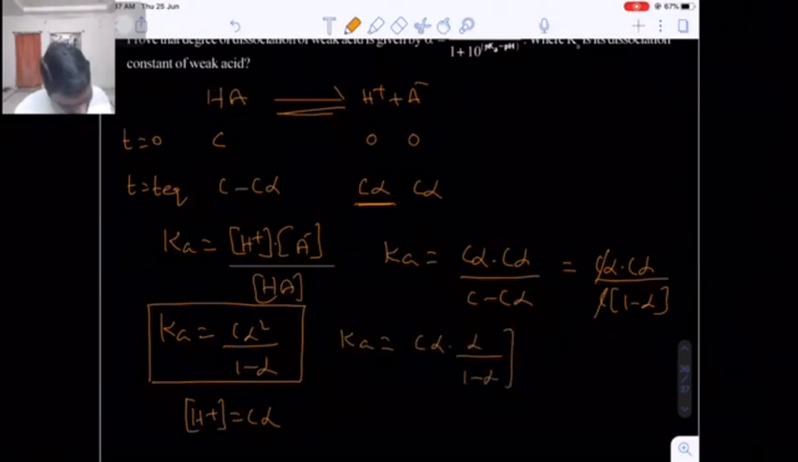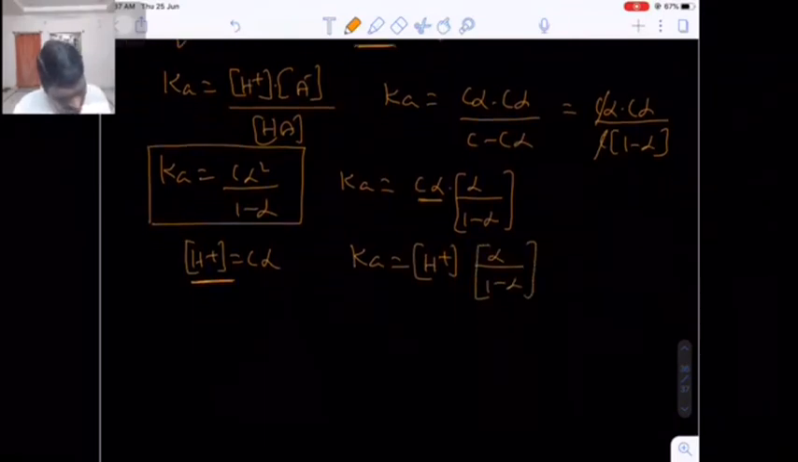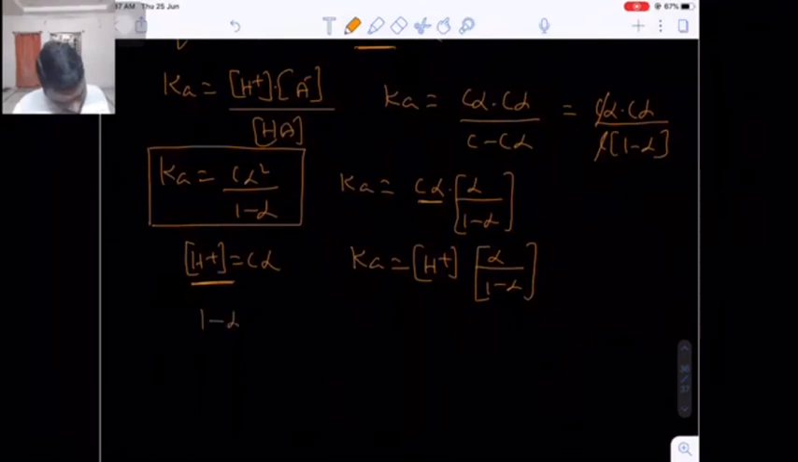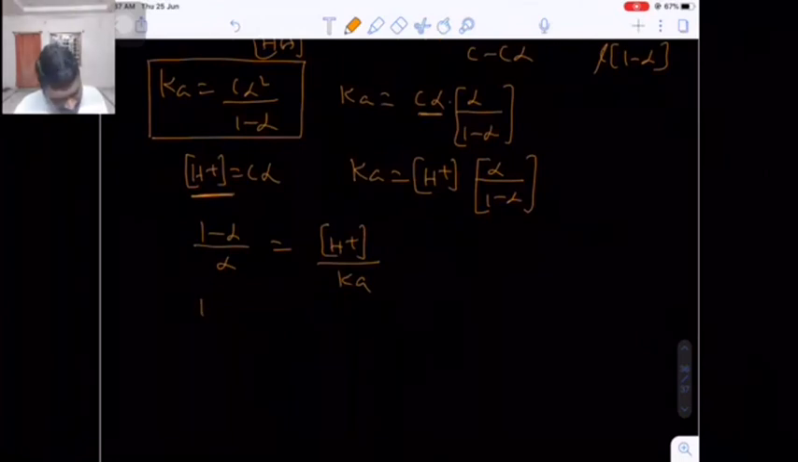Shall I write like this? C alpha into alpha, C alpha square. Instead of C alpha, shall I write the H plus ion concentration from here? So Ka will be equal to H plus ion concentration into alpha by 1 minus alpha. Okay. Here I am writing 1 minus alpha by alpha will be equal to H plus ion concentration divided by Ka. Okay. Now what I am doing, I am applying the logarithm on both sides.